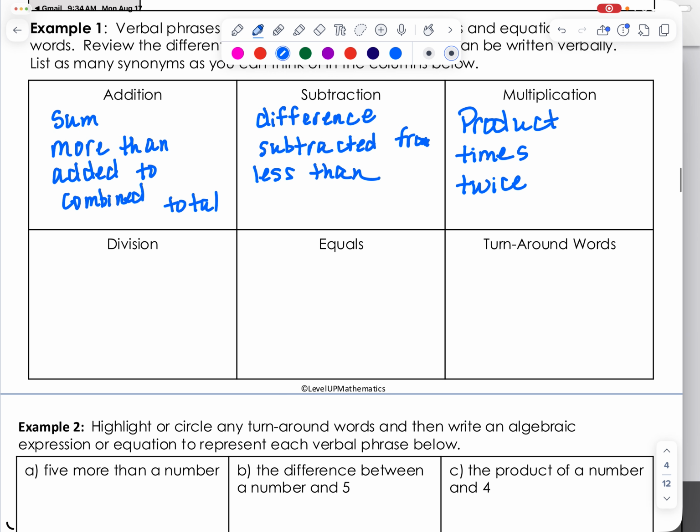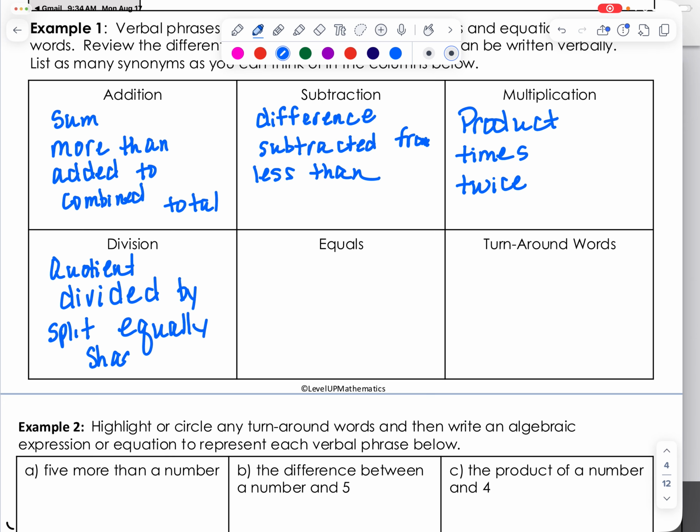All right, division. We have quotient, divided by, split, equally, shared, things like that indicate division. For equals, we have the same as, is equal to, or even just the word is indicates equals.